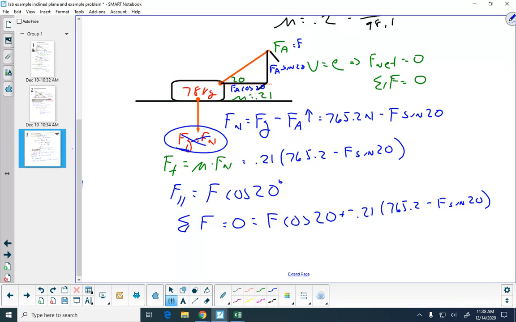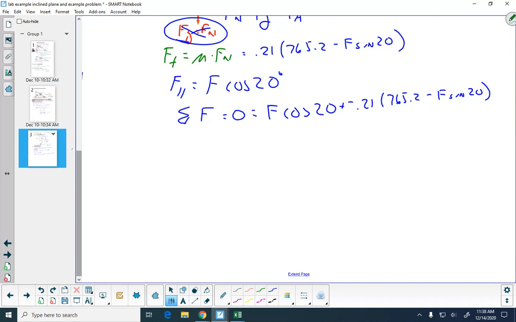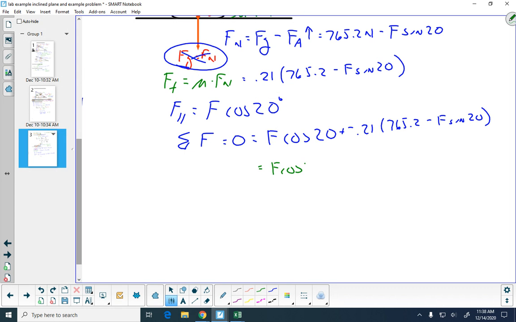I'm trying to debate, and we'll see how this turns out. I think it'd just be an opposite sign, whether I throw this negative in here or not. Let's see what happens. It's just going to give us an opposite sign. So we have F cosine of 20 plus a negative 0.21 times 765.2 plus 0.21 F sine of 20 degrees, and this is equal to zero.